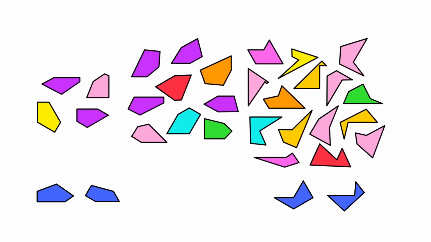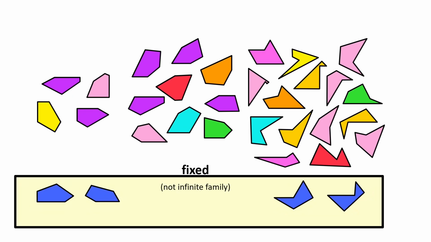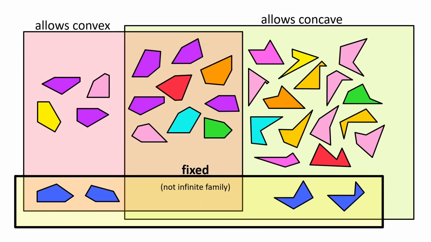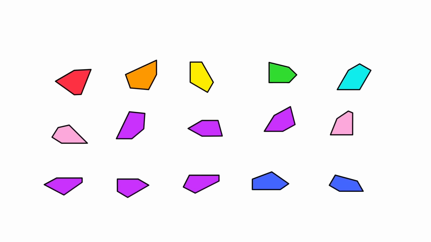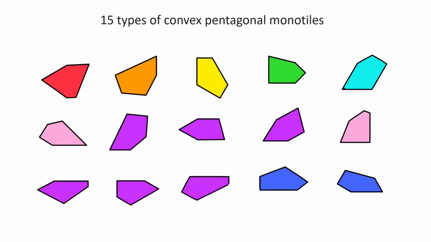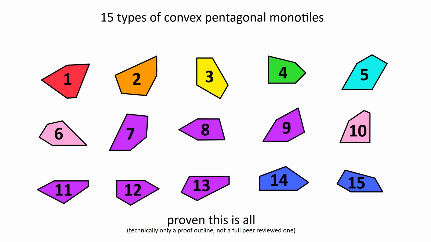There are at least 32 types of pentagons that tile the plane, 28 of which are infinite families. The other 4 I'm going to call fixed pentagons. 2 of them are convex and 2 are concave. As for the infinite families, 4 only allow for convex pentagons, 15 only allow for concave pentagons, and 9 include both types. The 15 types that include convex pentagons are very well documented. They each have specific numbers 1 to 15, and it's proven that if a convex pentagon tiles the plane, it must be of one of these types.